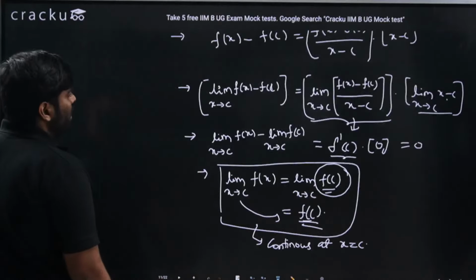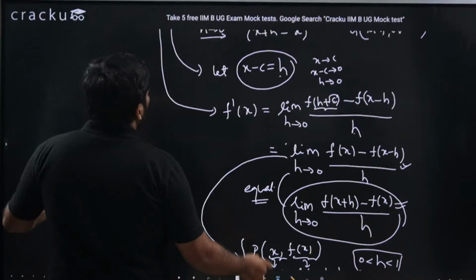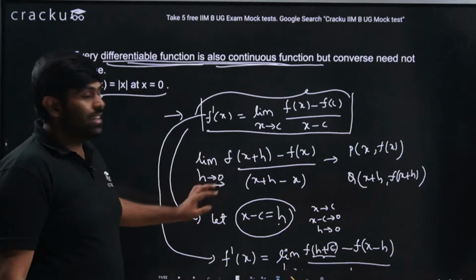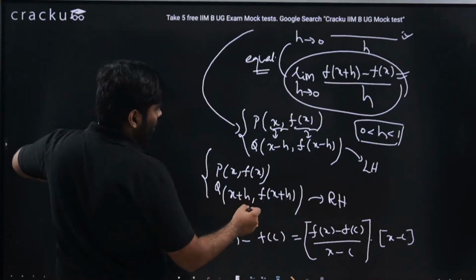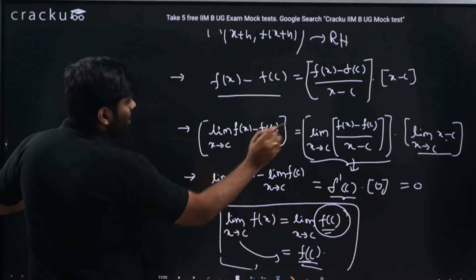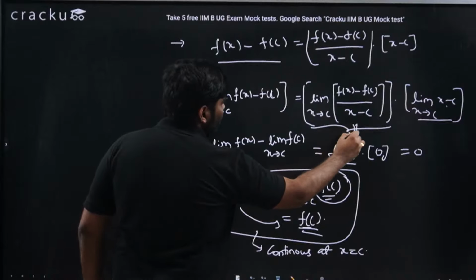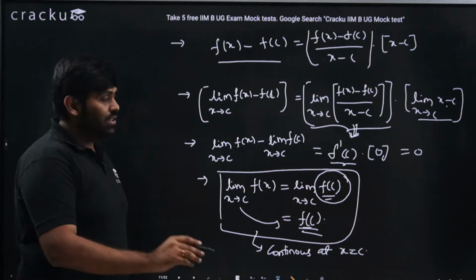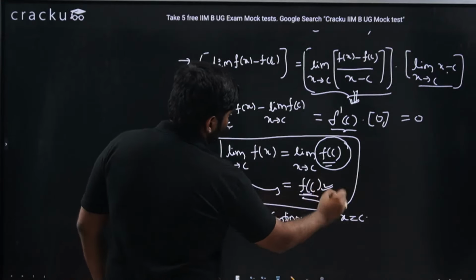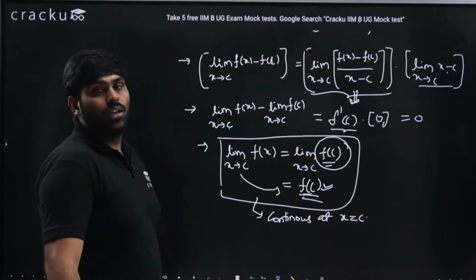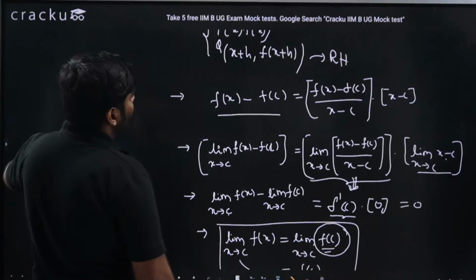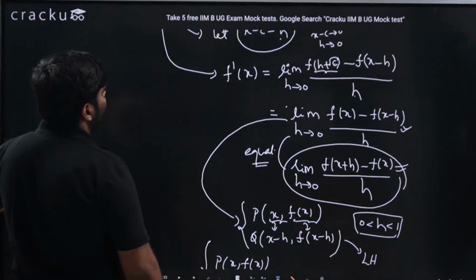So in order to prove that every differentiable function is also a continuous function, I simply took f of x minus f of c and wrote it this way, divided and multiplied, then applied the limit on both sides. It is said that the function is differentiable, so this is f dash of c, a finite value, into 0. So limit x tends to c f of x is equal to f of c. If I prove this, then it is directly continuous at x equal to c. Now we did prove that it is continuous at x equal to c.